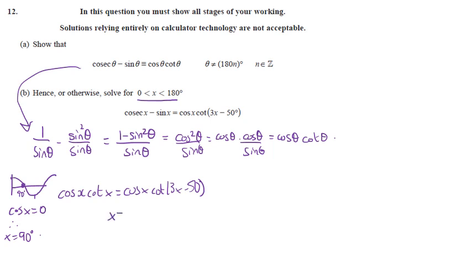So that would mean that x is equal to 3x minus 50. And if we solve that, move the x's across, we get minus 2x is equal to minus 50. So x is equal to 25 degrees. So there's another solution.